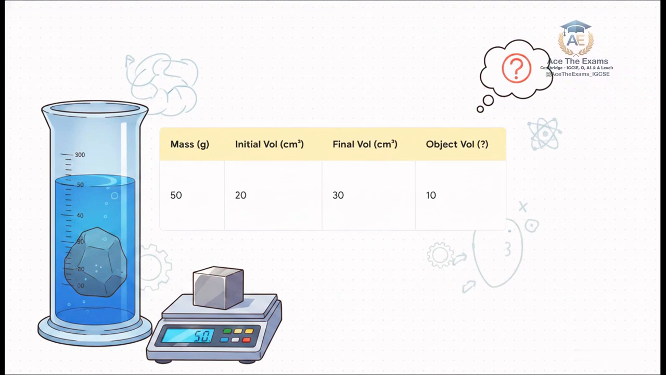Take a really close look at a standard data table setup for a practical investigation. You are trying to measure the density of an irregular object using the displacement method. You've got mass in grams, initial water volume in cubic centimeters, final water volume in cubic centimeters, and then object volume. Pause for a second. Think about it. Can you spot the anomaly here? Notice how the column header for object volume has the unit completely missing. In a Cambridge practical investigation, designing a table without that final unit bracket will immediately cost you a core method mark right out of the gate.